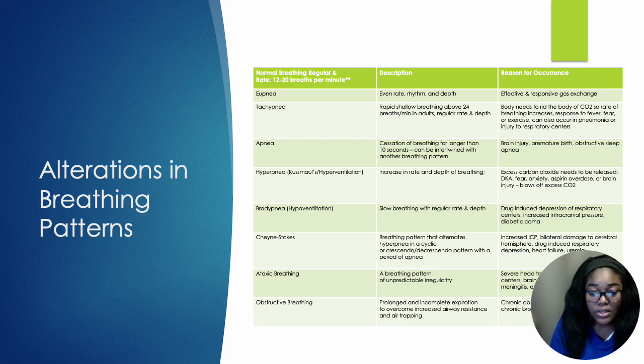We have Cheyne-Stokes, and this is a breathing pattern that happens in a cyclic cycle. So you'll see fast-paced breathing, hyperventilation with periods of apnea. It will wax and wane, or crescendo and decrescendo. And again, it occurs in a pattern of apnea. So again, you see a lot of this in neurological patients.